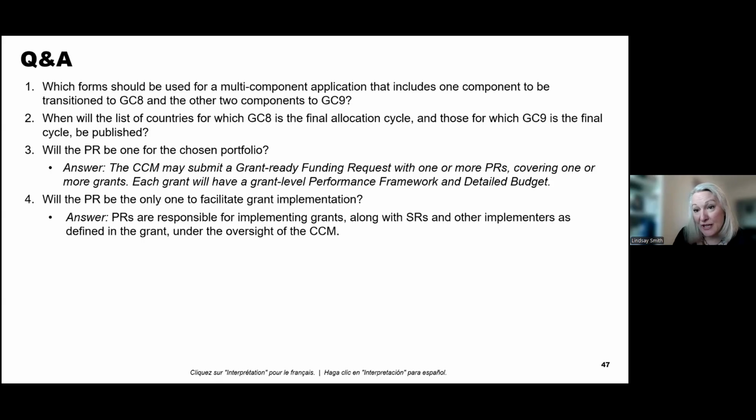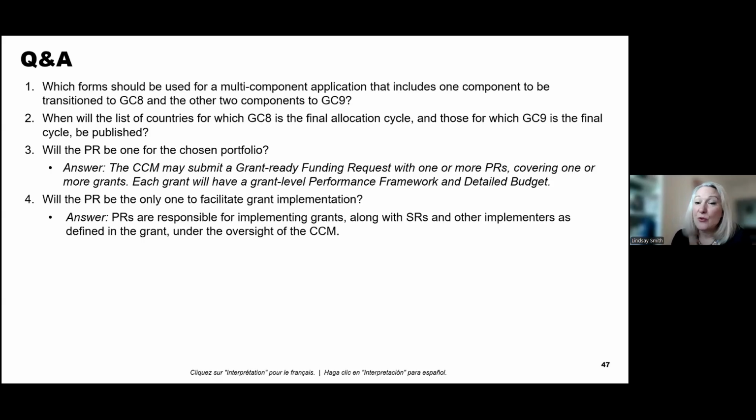We do encourage the multi-component funding request submission, so one funding request for all components. But if that's not possible, then at least it is required that all funding requests are submitted in the same submission window. Question 2. When will the list of countries for which Grant Cycle 8 is the final allocation cycle and those for which Grant Cycle 9 is a final cycle be published?